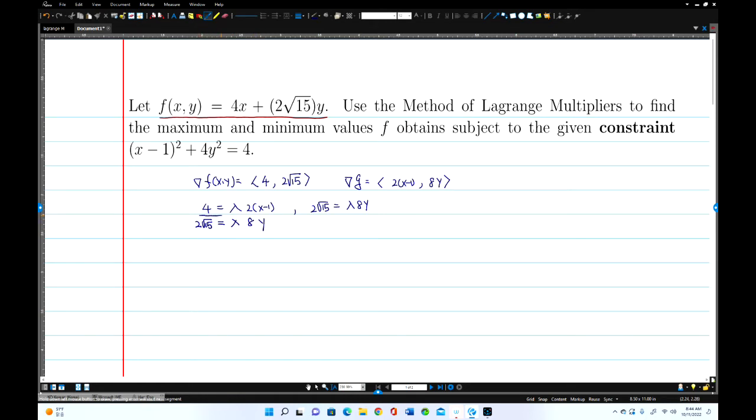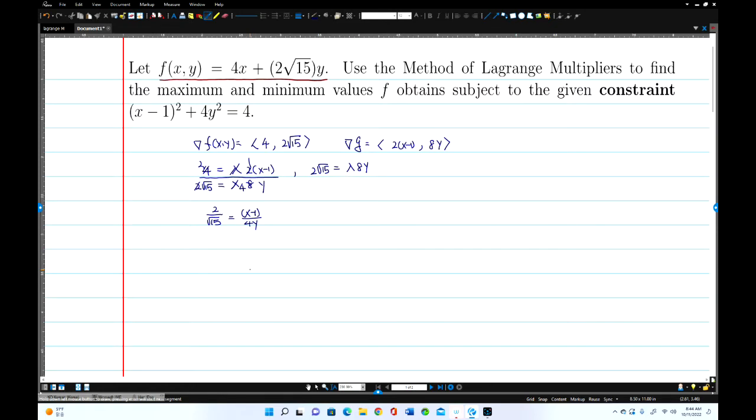You can divide. Always try to eliminate the lambda first. This is 4, this is 2, this is 1. So you get 2 over √15 equals, this is 1, this is 4, (x minus 1) over 4y. From here we got x minus 1 equals 2 times 4y, equals 8y over √15.